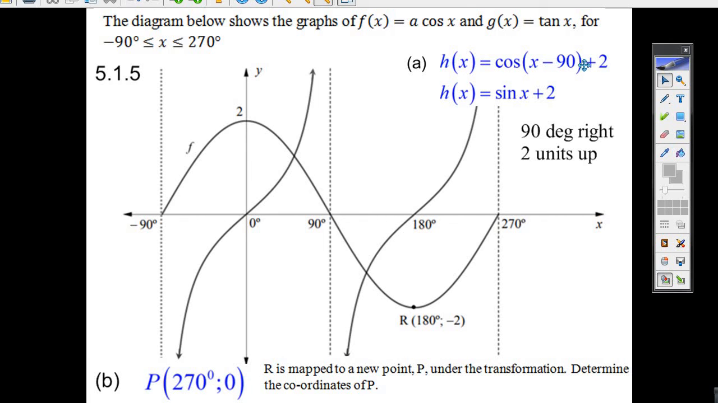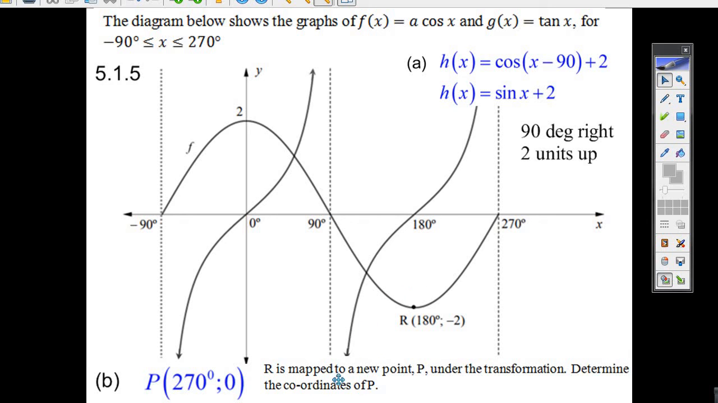That's your new graph. But you have to be clever and go, oh, the cosine of x minus 90 is the same as sine x. So it's just sine x. That's right. That's a cofunction thing. So it's just the graph of sine x plus 2. I think that's right. Yeah, that is right. The cosine of 90 minus x is sine x.